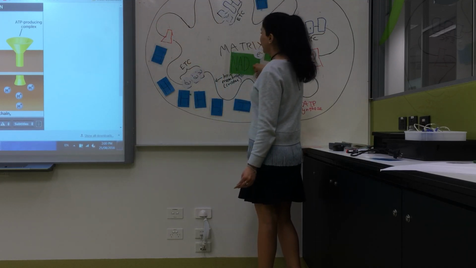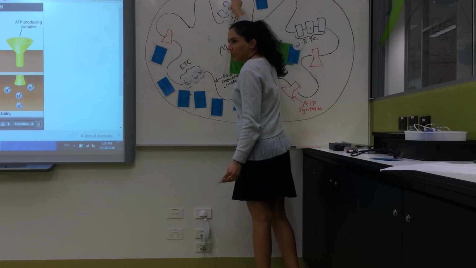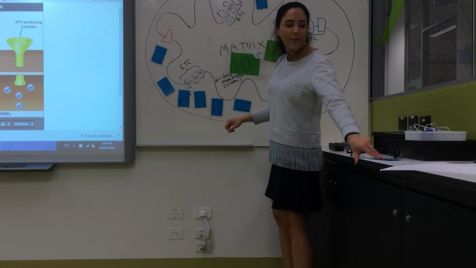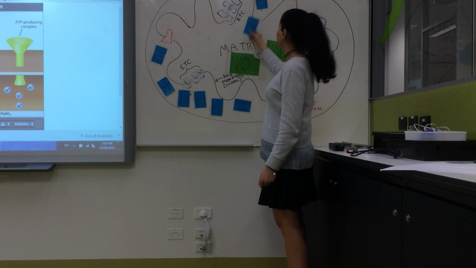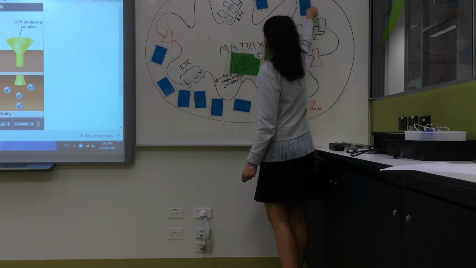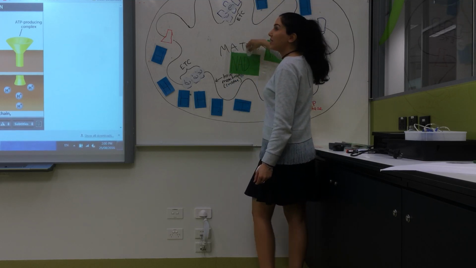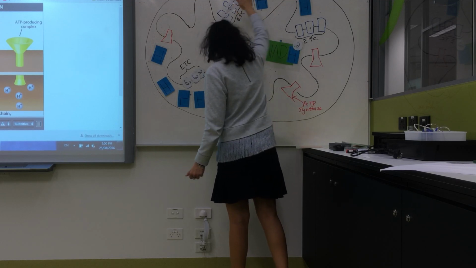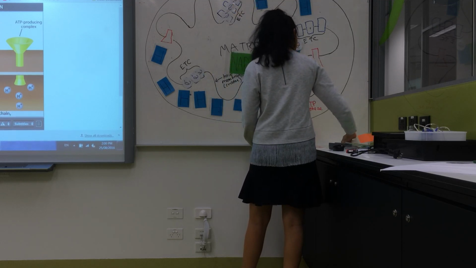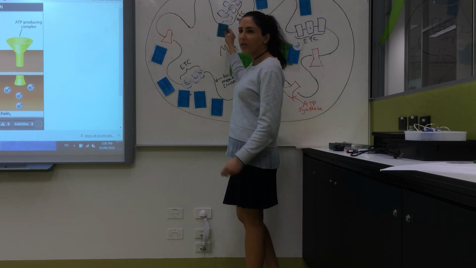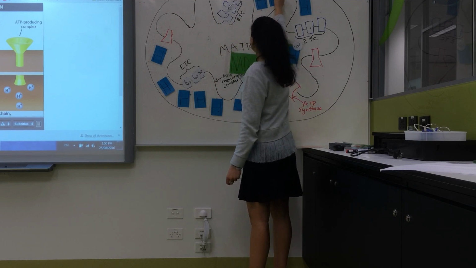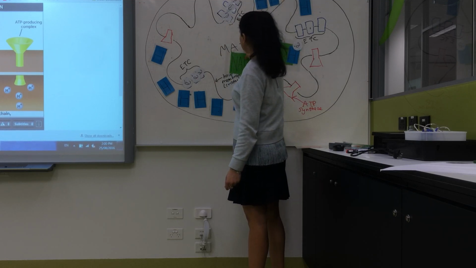This electron will bind to the next protein, and that one will pump hydrogen from the matrix to the intermembrane space. This electron will bind to the next pump. This pump has energy, and it will pump hydrogen from the matrix to the intermembrane space. And this is going to continue.